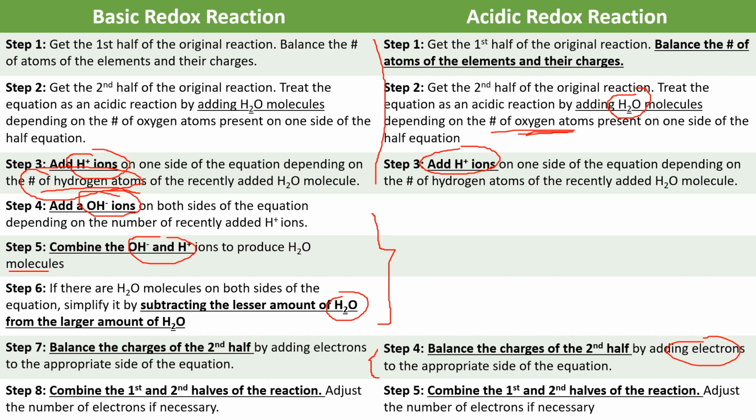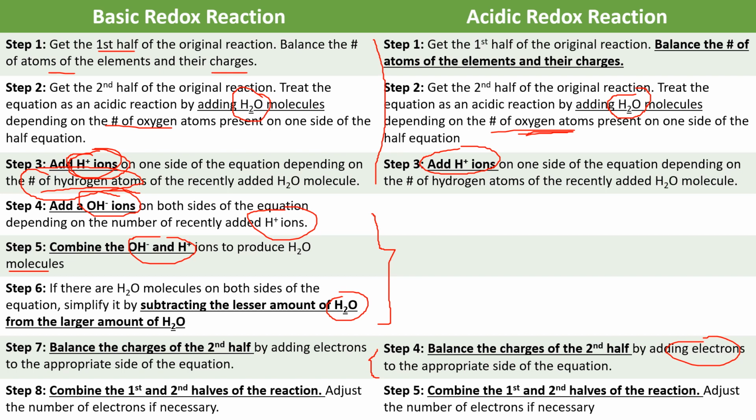Kay basic redox, una, kunin mo yung first half, i-balance mo si atom, tsaka si charges. Pangalawa, mag-add ka ng H2O, depende sa number of oxygen atom na meron yung isang side. Pangatlo, mag-add ka ng hydrogen ions, depende sa number of hydrogen atoms na meron dun sa inadd mo kanina sa step 2. Pang-apat, you add OH ions depending on the number of hydrogen ions you added on step 3.